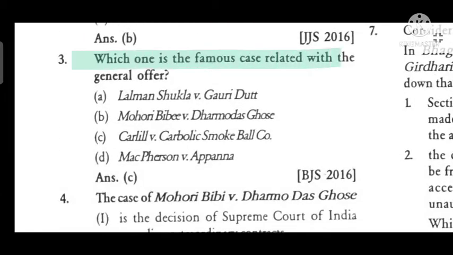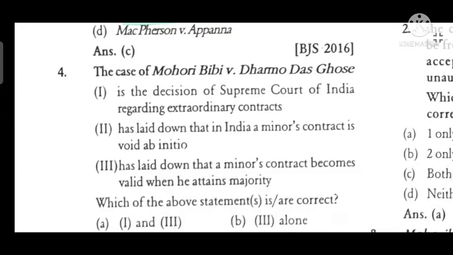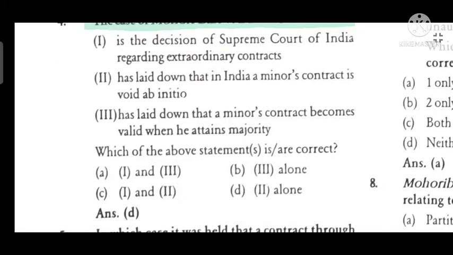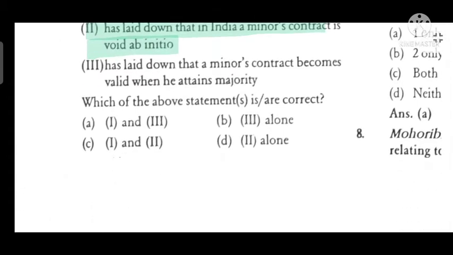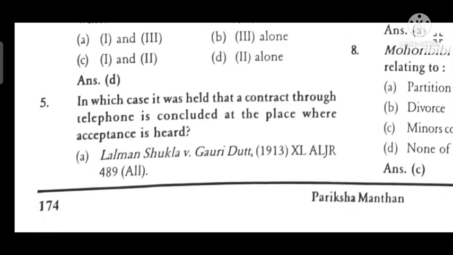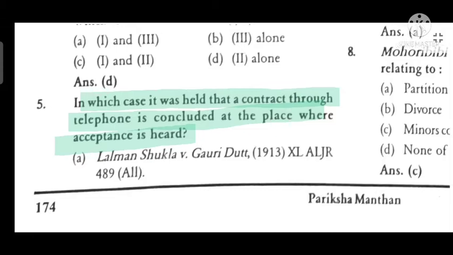Which one of the famous cases is related with the general offer? Carlill versus Carbolic Smoke Ball Company. The case of Mohori Bibee versus Dharmodas Ghose has laid down that in India a minor's contract is void ab initio. In which case it was held that the contract through telephone is concluded at a place where acceptance is heard?